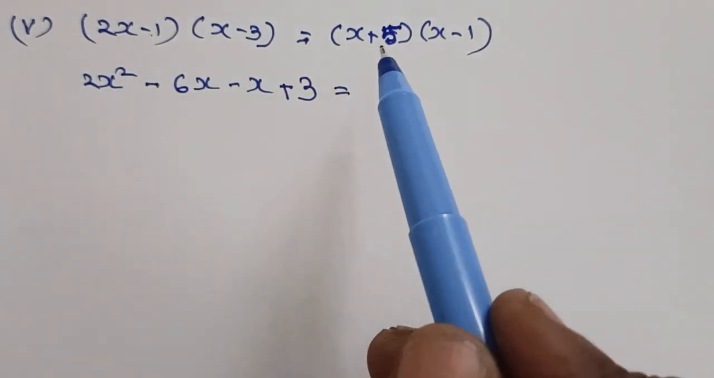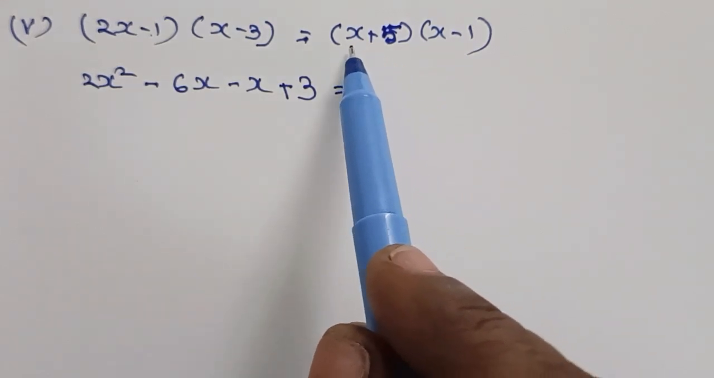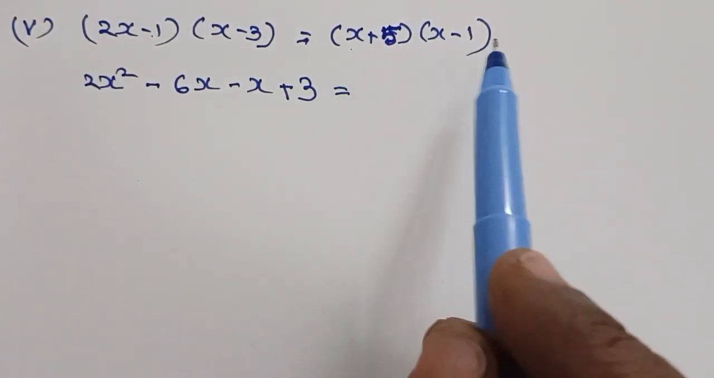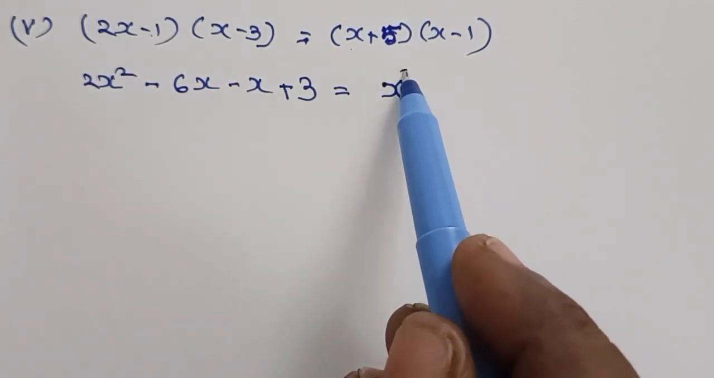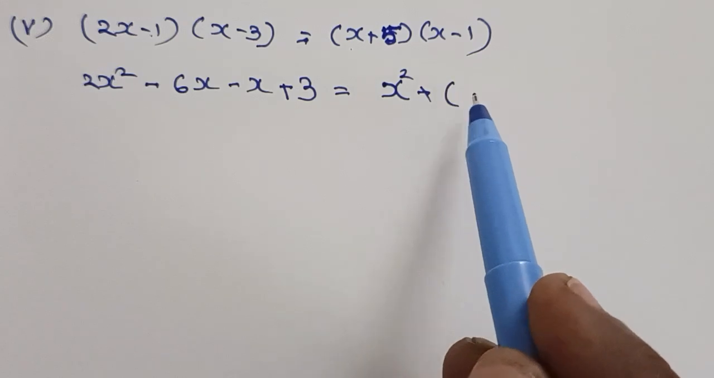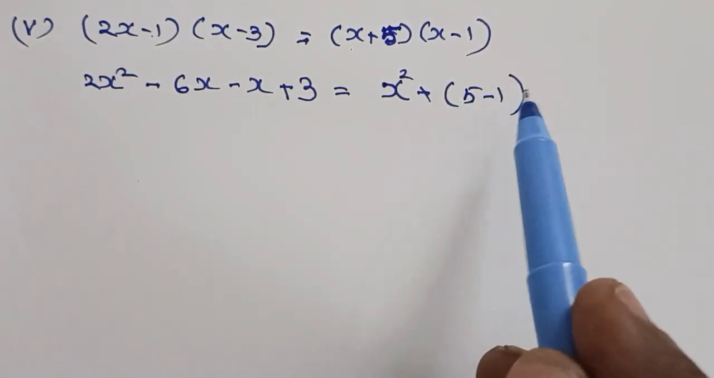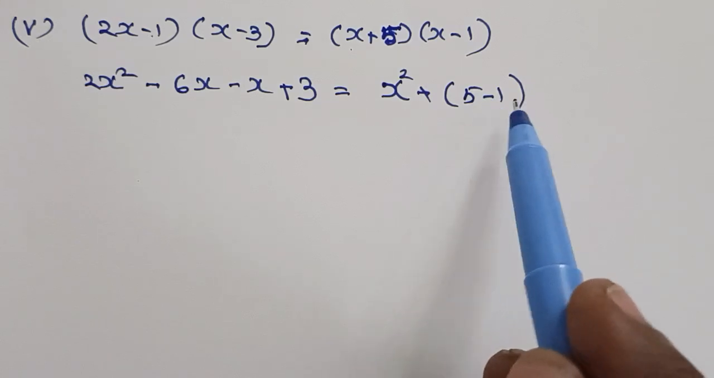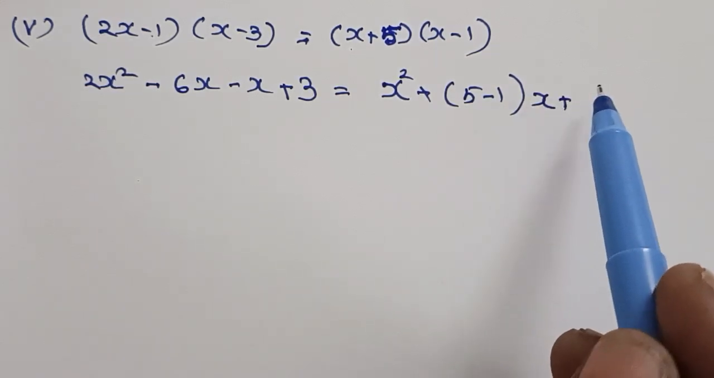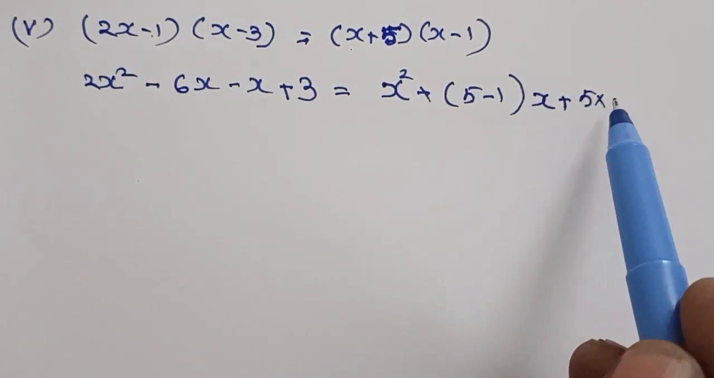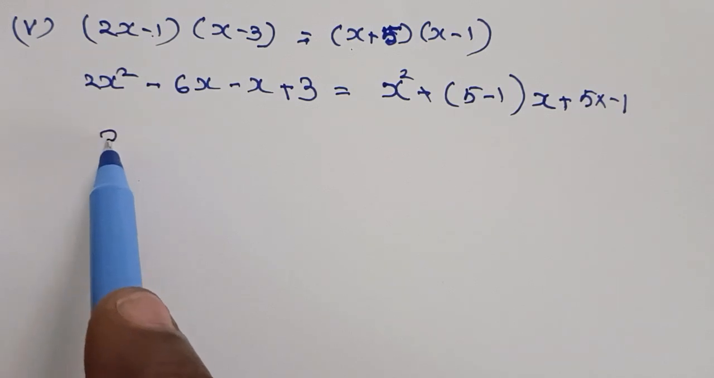That is equal to, here we can apply the identity (x plus a)(x plus b), which is x square plus (a plus b) into x plus a into b. Here a plus b is 5 plus minus 1, or you can write 5 minus 1, into x, plus a into b, that is 5 into minus 1. That is 2x square.